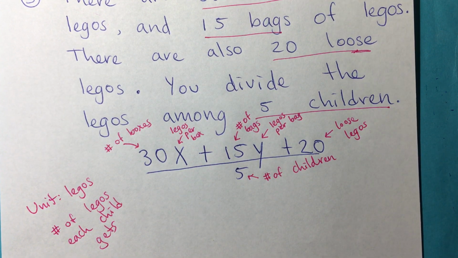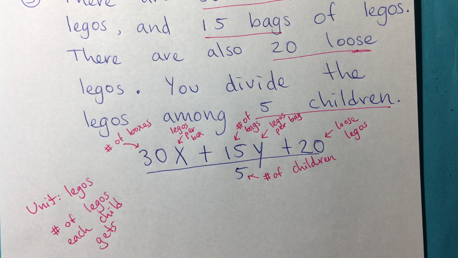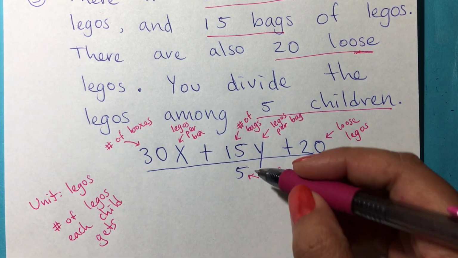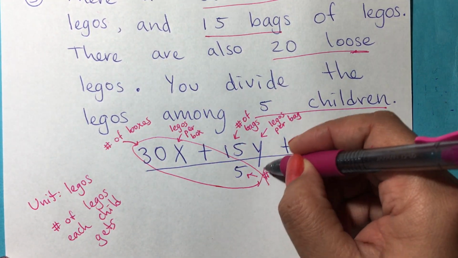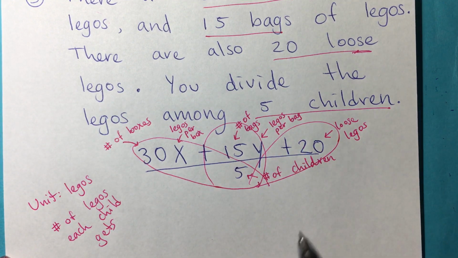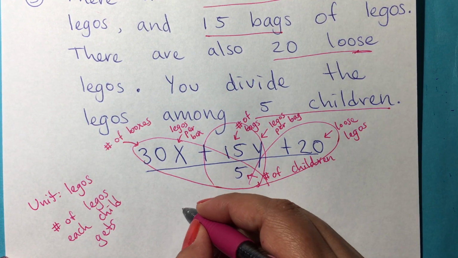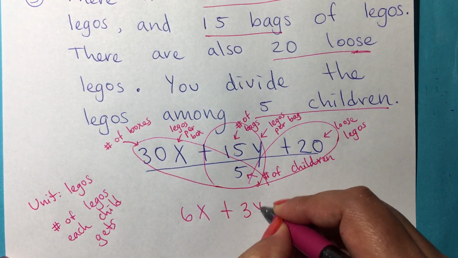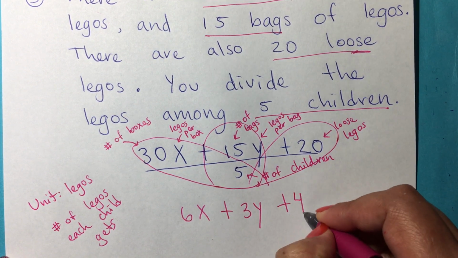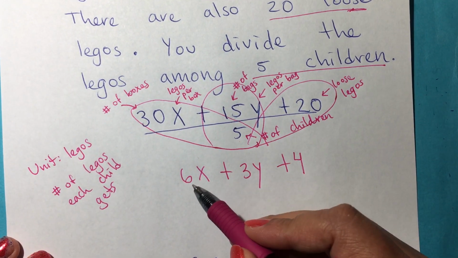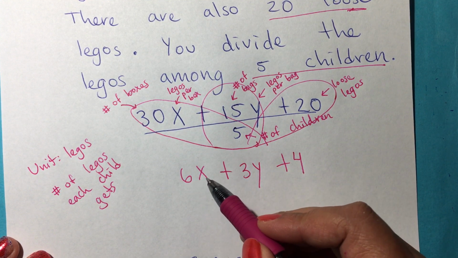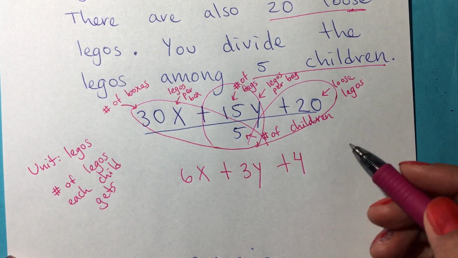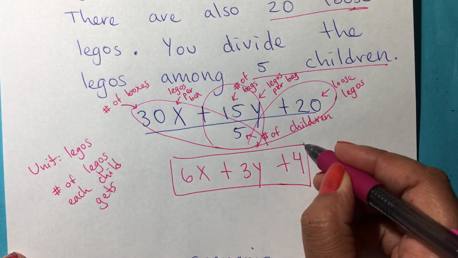Now let's see if we can simplify and know really how many Lego pieces each one gets. Well, can all of them be divided by 5? Yes. So this is not a pretzel because pretzel only has 2 parts, but that means that we're going to divide each part. 30x divided by 5 is 6x. 15y divided by 5 is 3y. And 20 divided by 5 is 4. What does that mean? That each one of the children will get 6 boxes of Legos, 3 bags of Legos, and 4 loose Legos. Okay, so this is the number of Legos that each one will get.